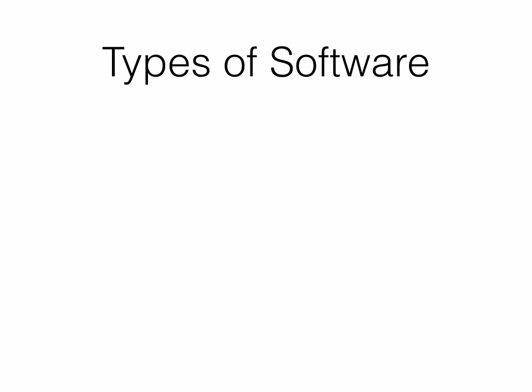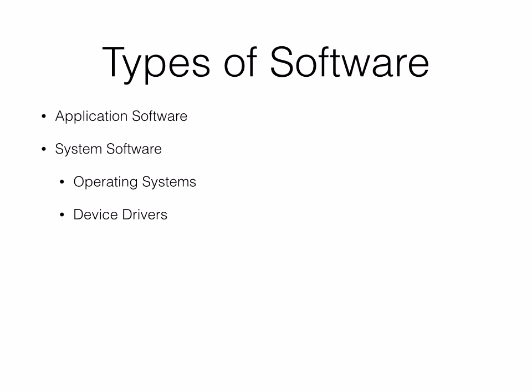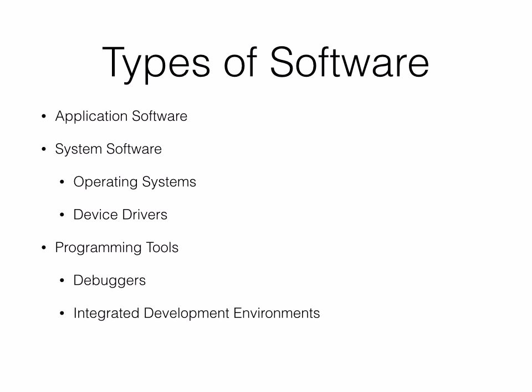So, types of software. The first is application software. The second is what we refer to as system software, which has operating systems and device drivers. And then the next type of software are programming tools, debuggers, integrated development environments. So we'll talk about these three bullet points: application software, system software, and programming tools. And then there's one more, which we're not going to talk about. I'll just give you a quick summary.